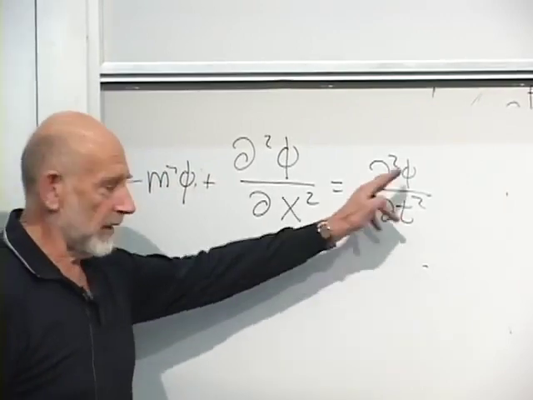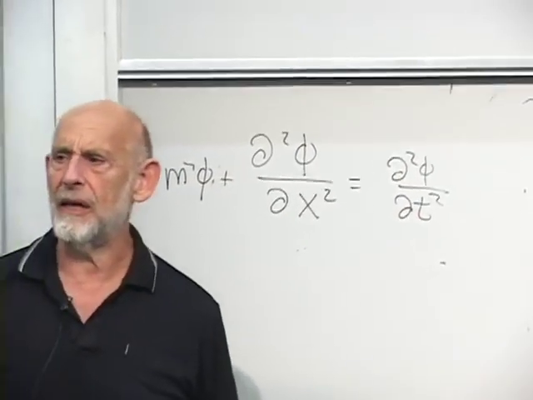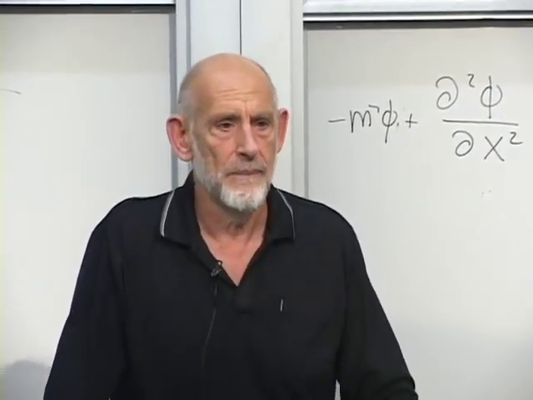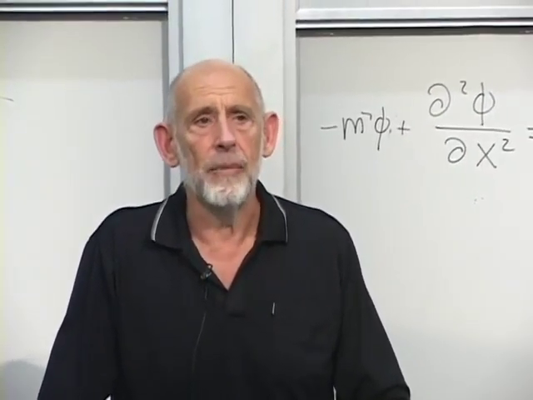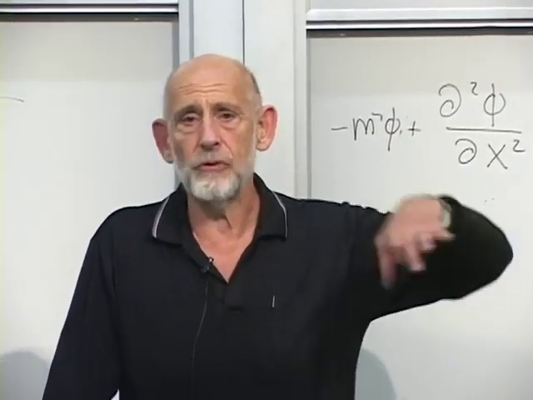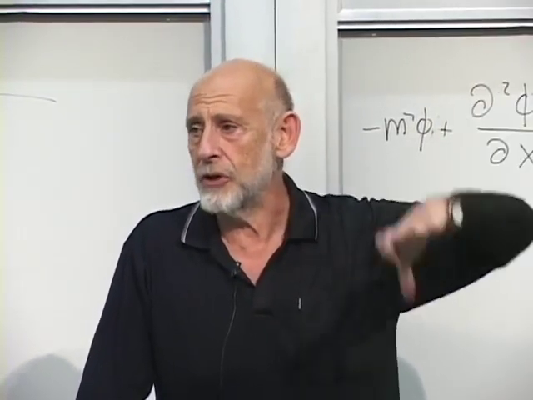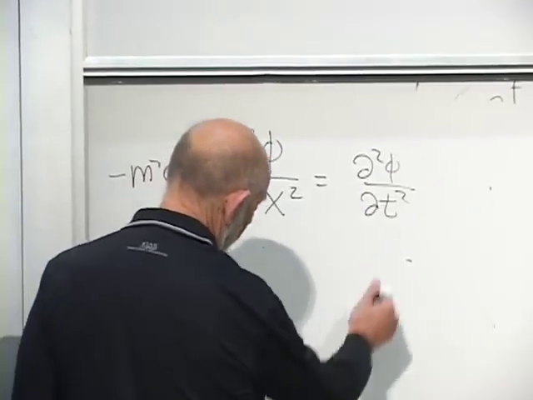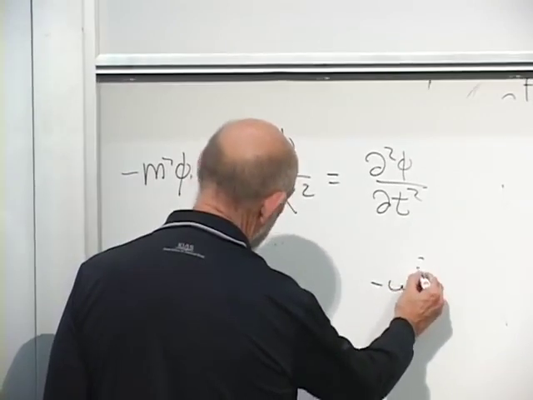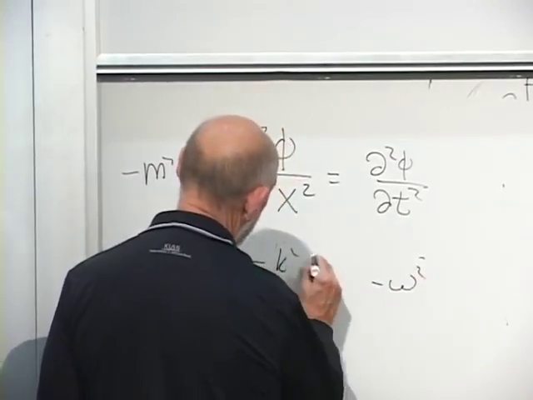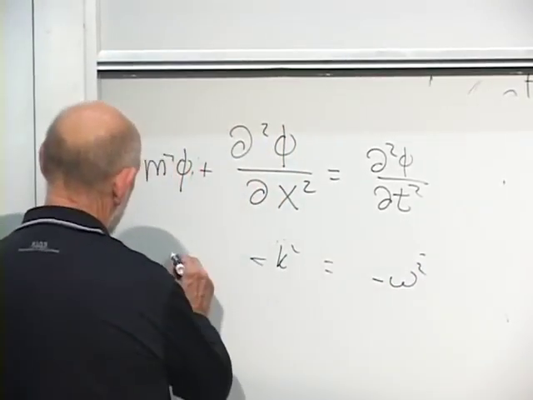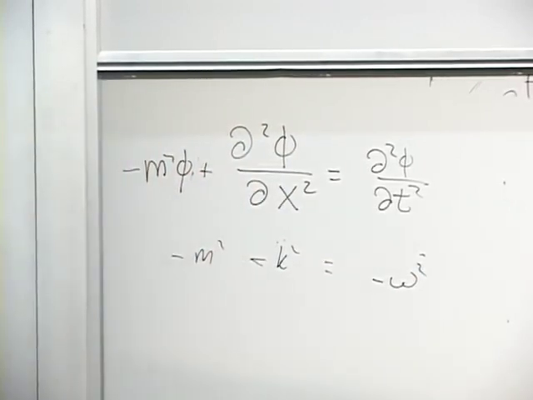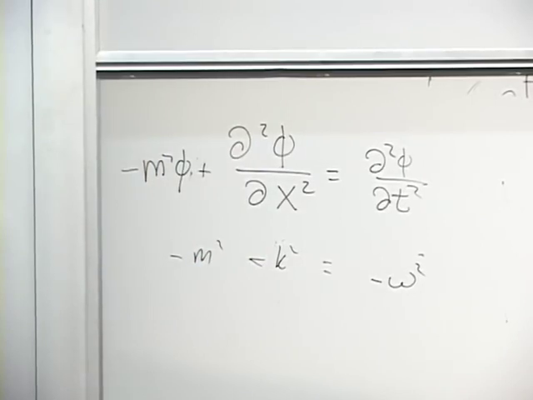Then we would have, incidentally, the derivative with respect to t, is that omega or i omega? I omega, right? If we have something that goes as e to the i omega t and we differentiate it, it gives us an i omega. So this is really another way of talking about minus omega squared, this is minus k squared, and this is minus m squared, right? Which is the same as omega squared equals k squared plus m squared.